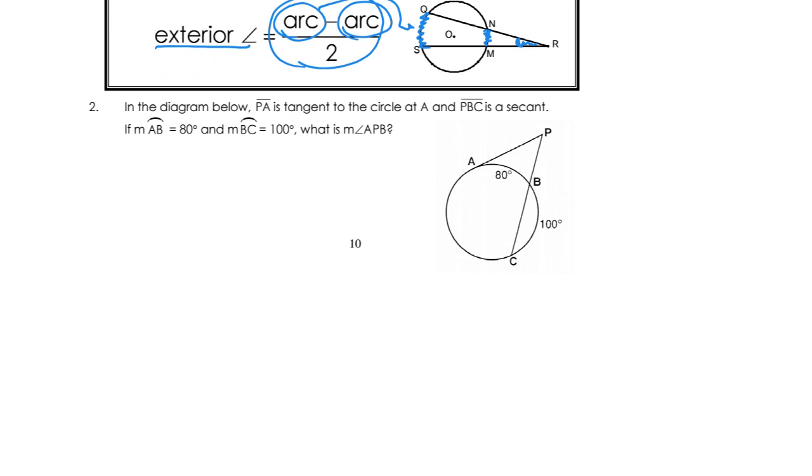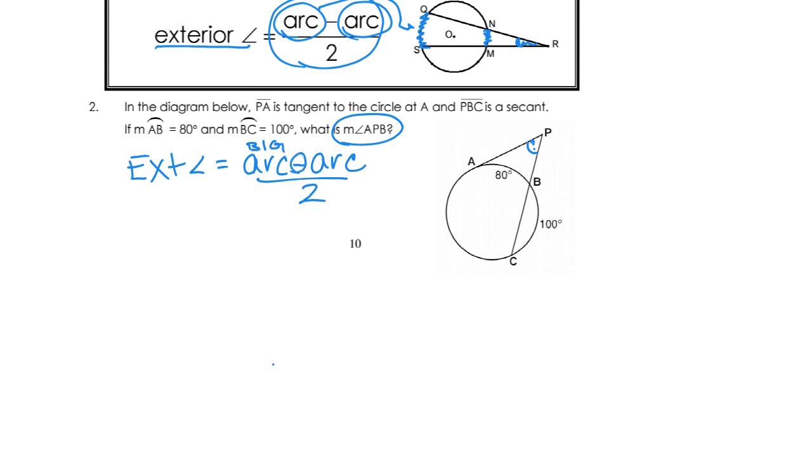In the diagram below, PA is tangent to circle A, and PBC is a secant. If the measure of arc AB equals 80 degrees and the measure of arc BC equals 100 degrees, what is the measure of angle APB? So we want to know this angle here. Because it's an exterior angle, this is the first thing we write down. Formula is arc minus arc, divide by 2. And remember that this arc has to be the big arc because we're subtracting.